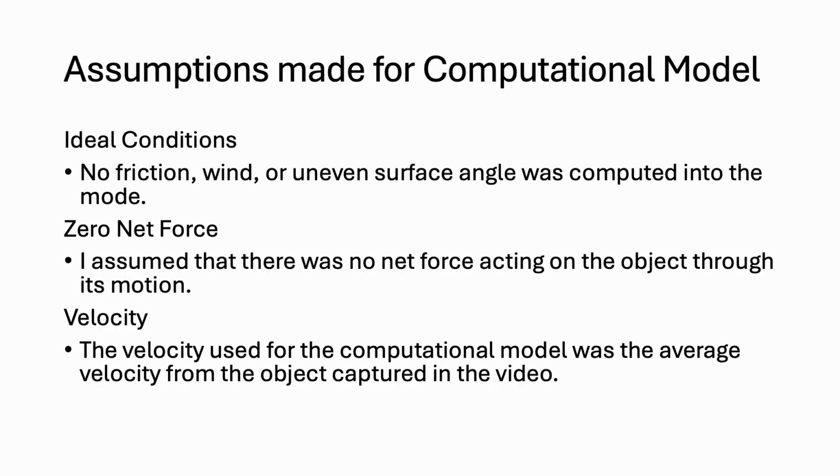In order to make the computational model, some assumptions had to be made. The first assumption was that it's under ideal conditions, meaning there's no friction, wind, or an uneven surface angle to be computed into the code. The second assumption was that there was zero net force acting on the object. Any net force would mean acceleration, which was not the goal of the lab. As for the velocity that I used for the model, it was the average velocity of the object captured in the video, which was 0.331.